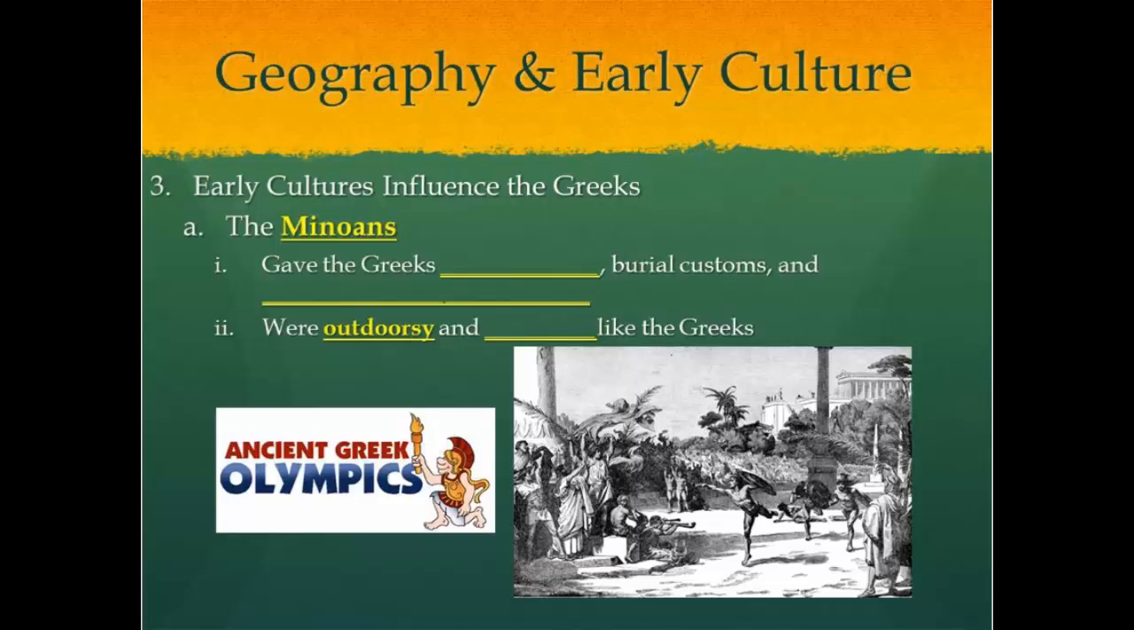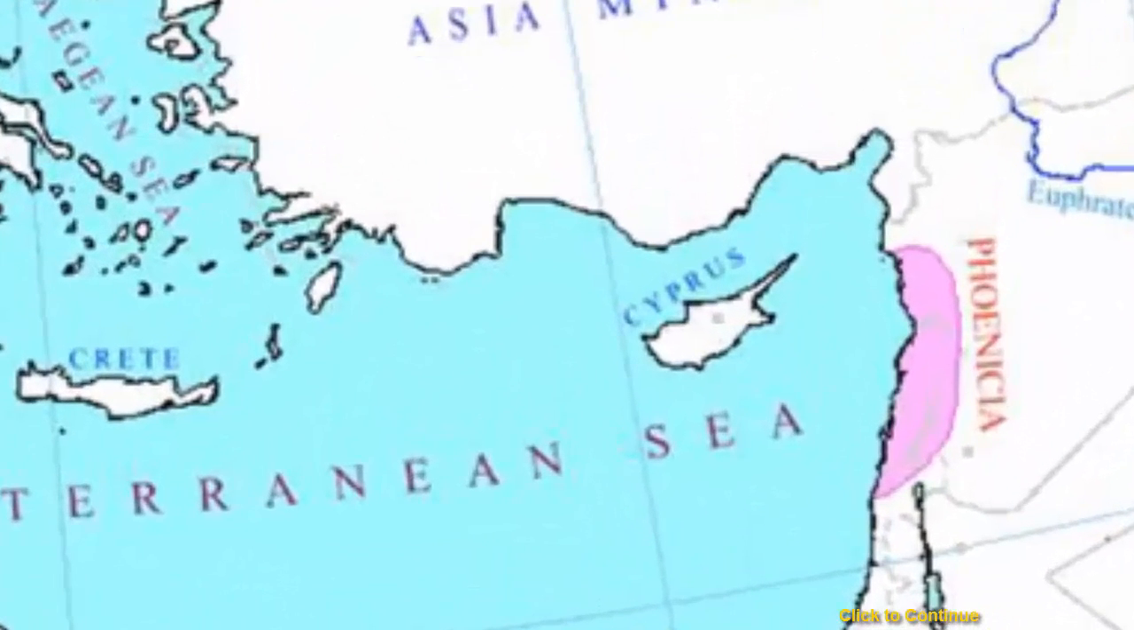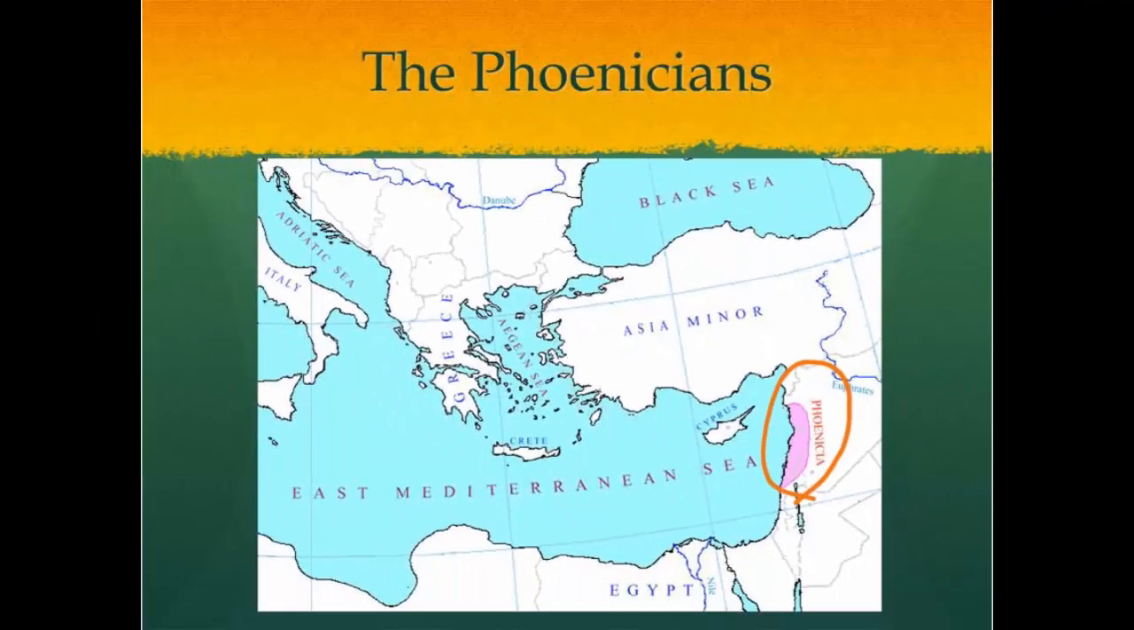Moving on to the next group, the Phoenicians. The Phoenicians made up this small area here on the east side of the Mediterranean Sea, which would be equivalent to just north of present-day Israel.